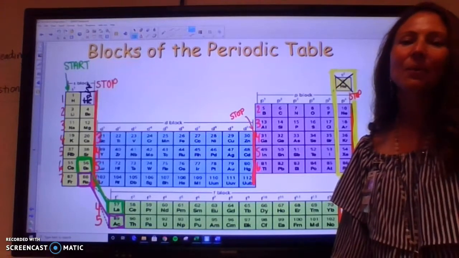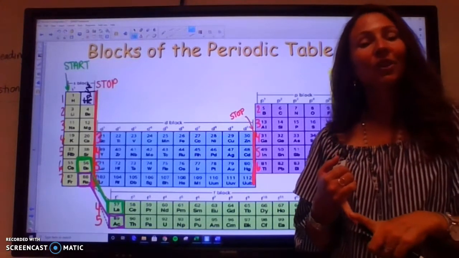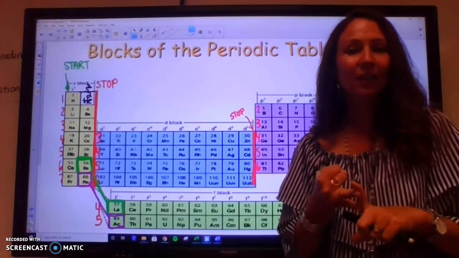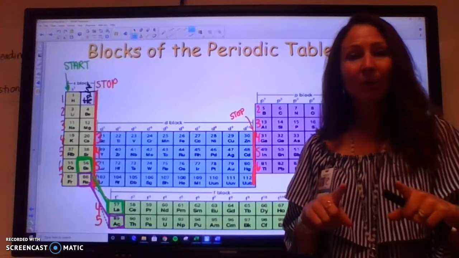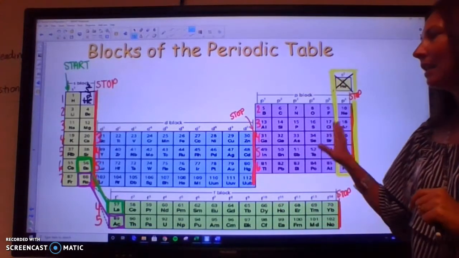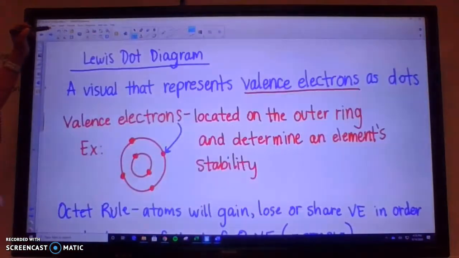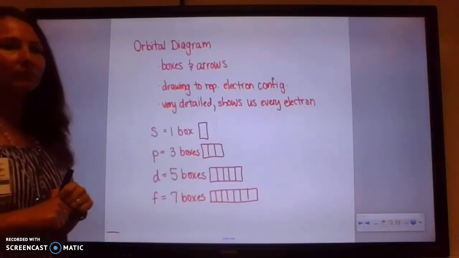Hey guys, so you have learned how to do electron configuration, and you've learned how to do the noble gas configuration, which is the shortcut. So the next thing we're going to learn about is orbital diagrams. Okay, orbital diagram. So you're going to want to copy this down.